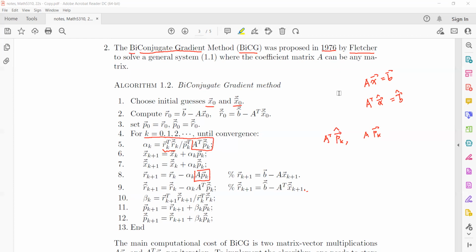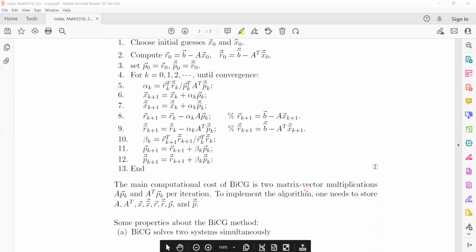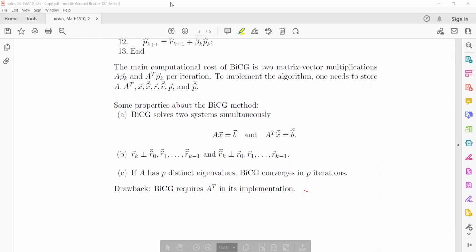Again, storage is cheap. To run the algorithm, store matrix A, suppose it is sparse, and also store A transpose. And you need to keep x hat, r hat, p, and p hat. So 2 sparse matrices and 6 vectors, then you can run this algorithm.